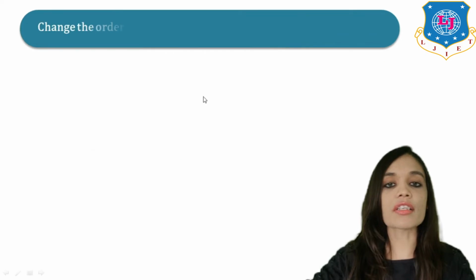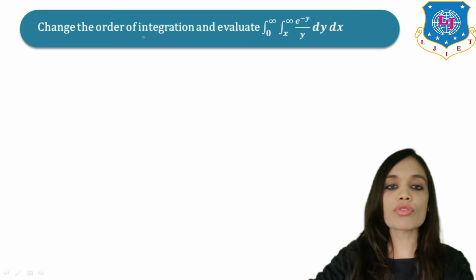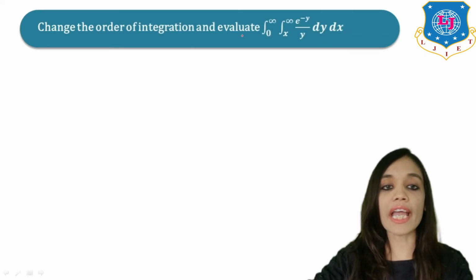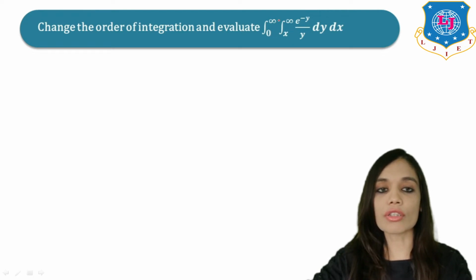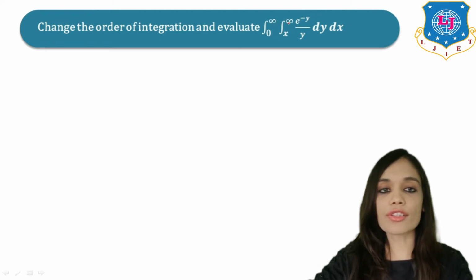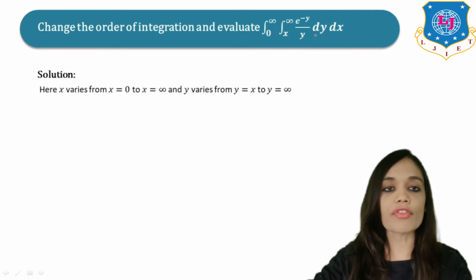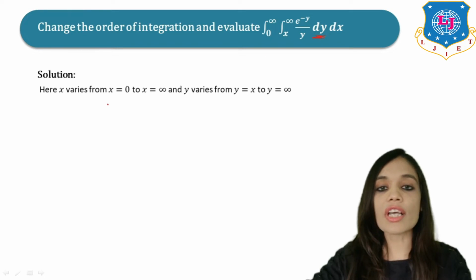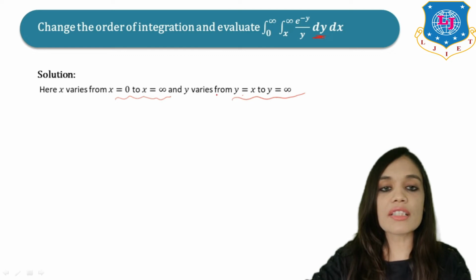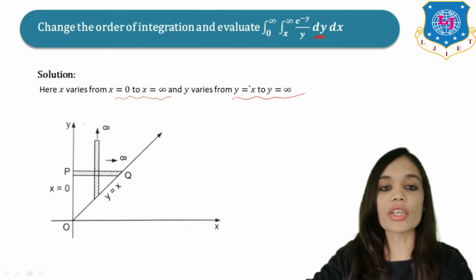Okay, so now let us start one example. We have to change the order of integration and evaluate integration 0 to infinity, integration x to infinity, e raised to minus y upon y dy dx, right? So let us start with the solution. Here we are given firstly the limits of y which are varying from x to infinity, and the limits of x are varying from 0 to infinity. So using these limits, let us draw our region R.